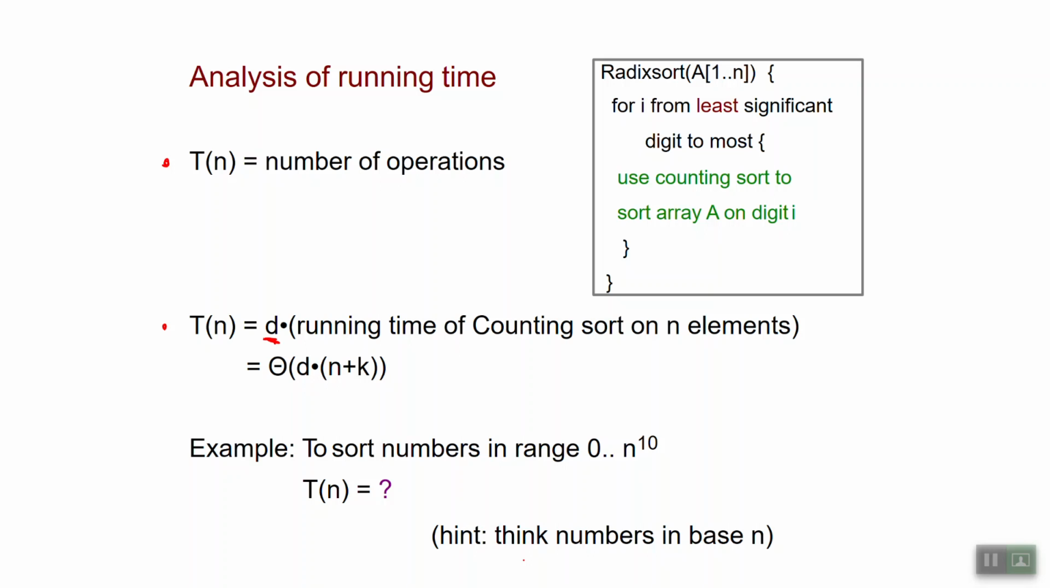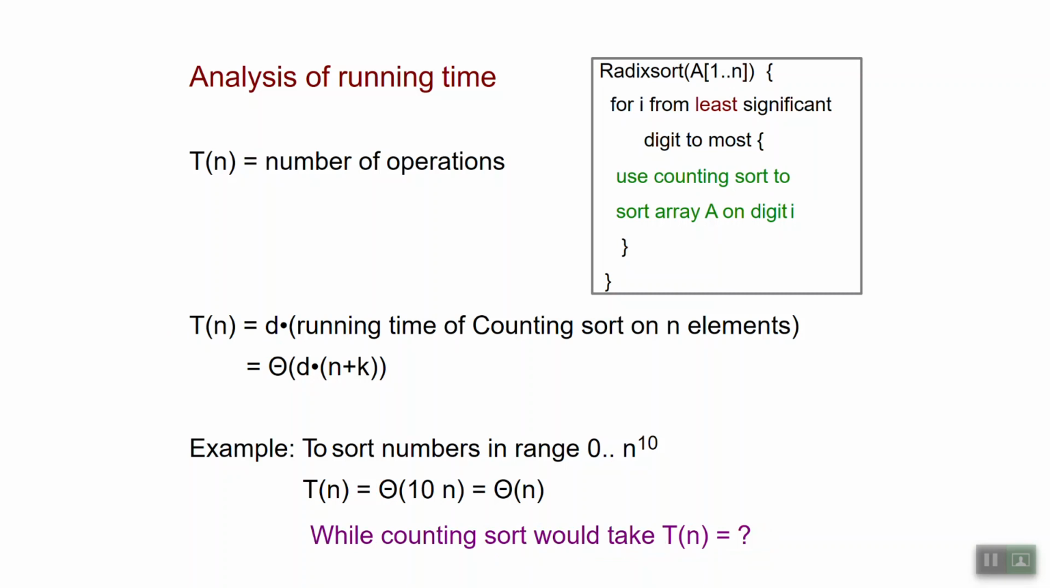And here is a cool example. Let's say you want to sort numbers in the range 0 to n to the power 10. How much time will it require? Well, I want to pick a good basis. The idea is that I want to think of my numbers in base n. If you think of the numbers in base n, then you have only a constant number of digits. So the running time will be theta of n. d would be a constant.